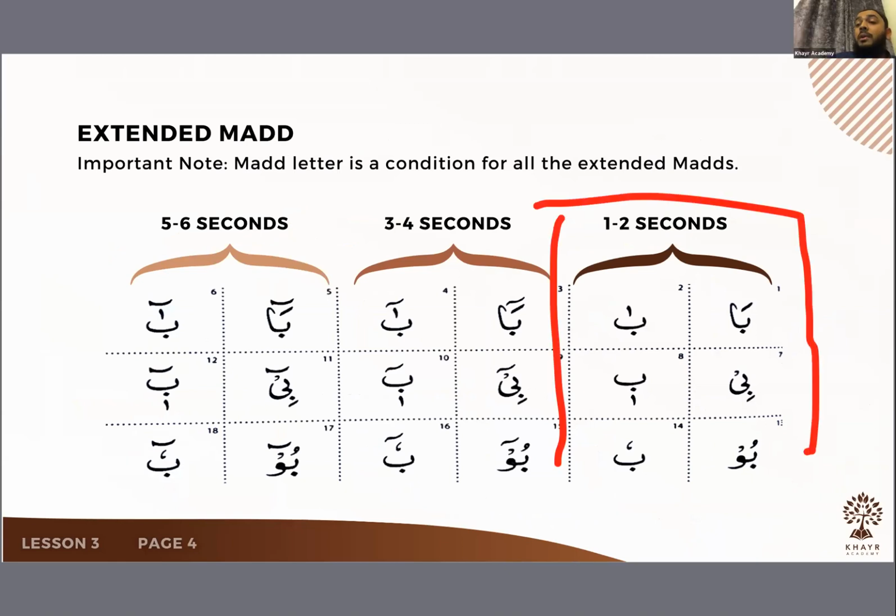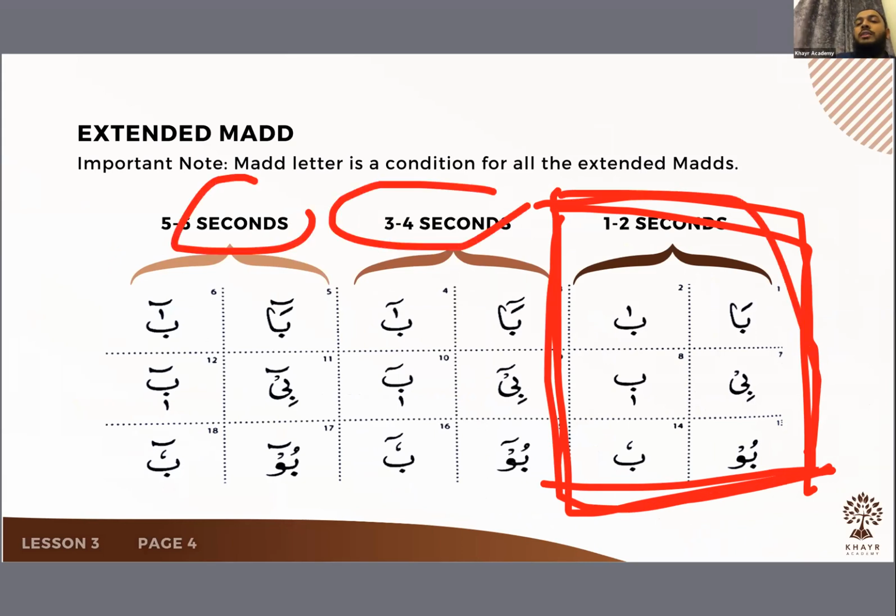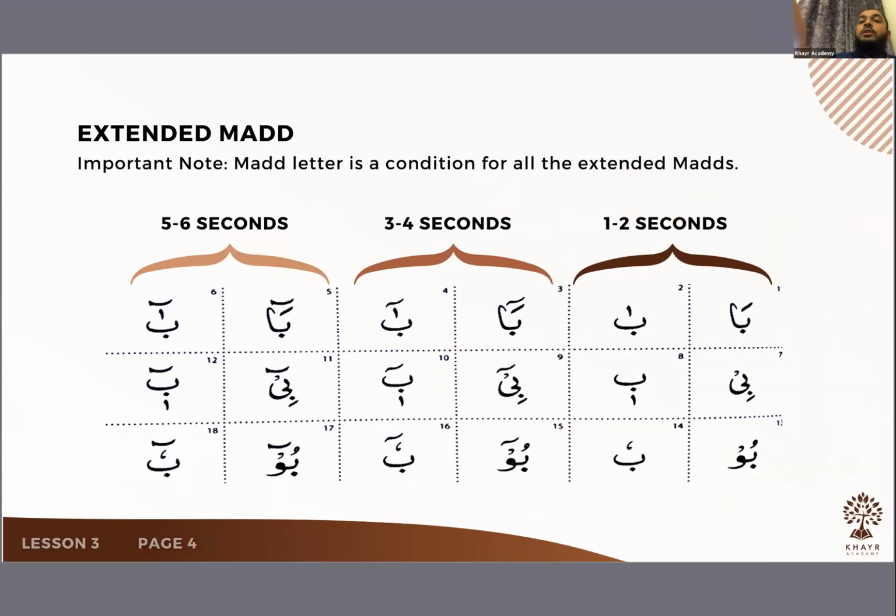So this is the original mad. Remember one thing: mad asli is original. When these lines come, they just extend the mad. So we have to do our normal 1 second, but because Allah has put another line on top, depending on which line it is, we have to make it that much longer extra. So it's an extension of the real mad. If there's no sign, we make it 1 to 2 seconds. Once there is a sign, we look at which sign it is, and according to the sign, we make it that much long. Important note: mad letter is a condition for all the extended. It has to be a mad letter.